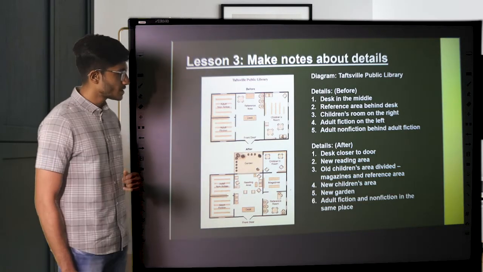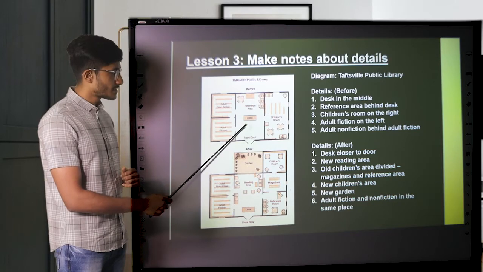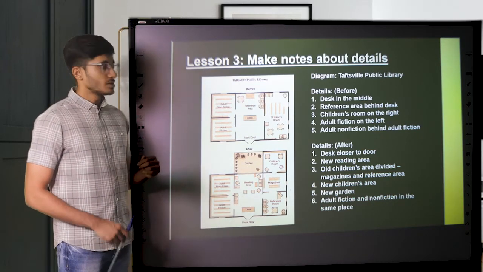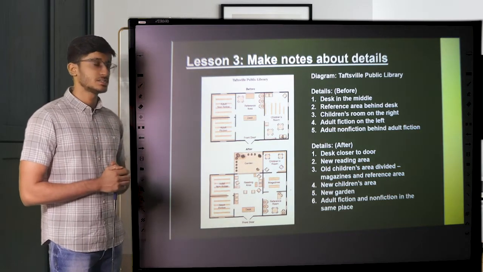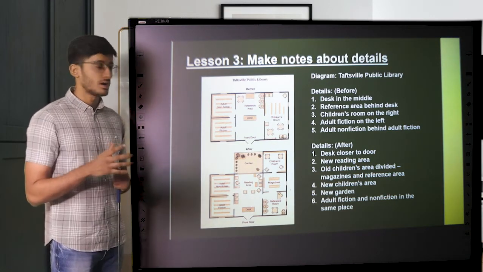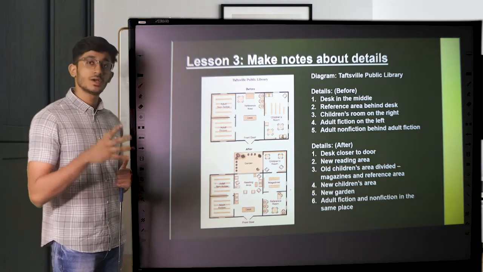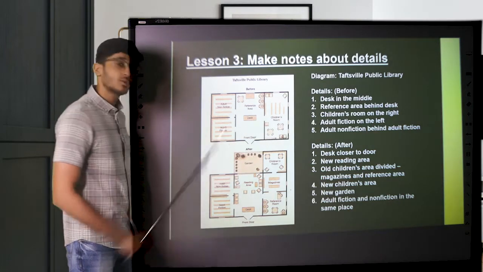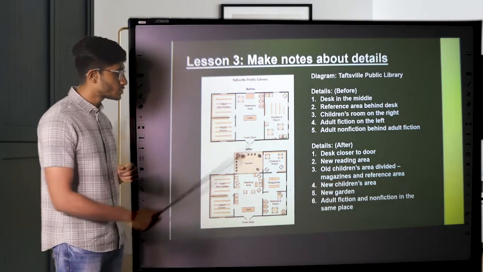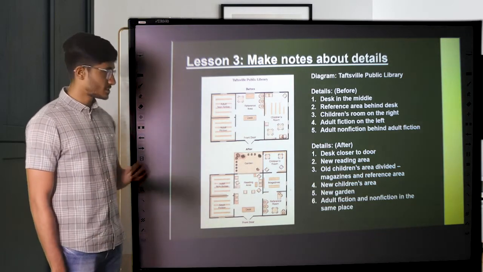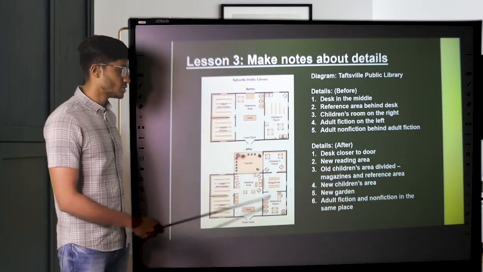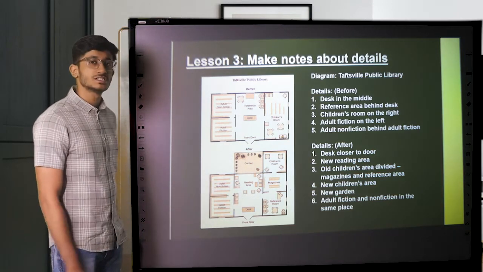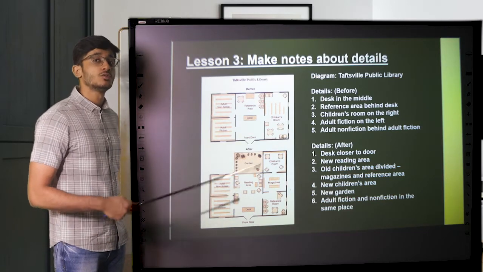So in the before snapshot, we can see that the desk is in the middle, but here it's not in the middle. Jotting down the details, one thing that I must say in this case may be a bit tricky. Even when you're taking details for the before snapshot, you have to take a look at both of the snapshots. You take a look at the before snapshot, you take a look at the after snapshot, and then you try to find the changes or the differences between them. And that's how you're going to note down the details.